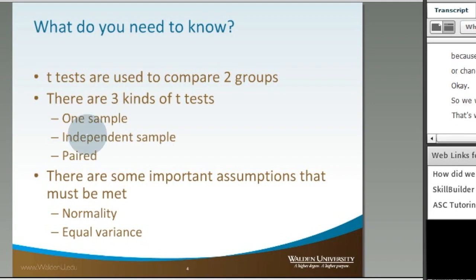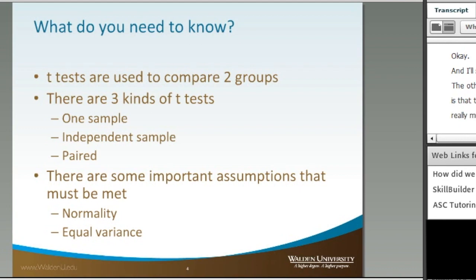There are three kinds of t-tests. That's also an important distinction. There's a one sample, an independent sample, and a paired. Okay, and I'll show you examples of how to do all three. The other thing that is crucially important in a t-test is that there are some very important assumptions that really must be met for the test to be valid.